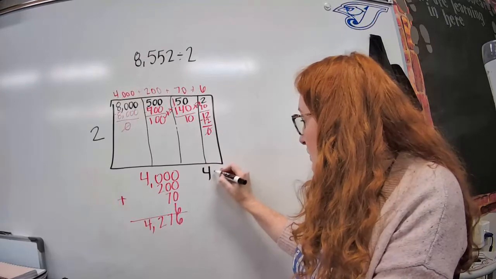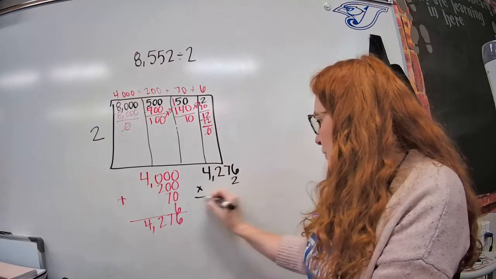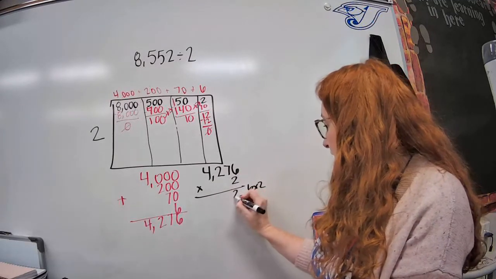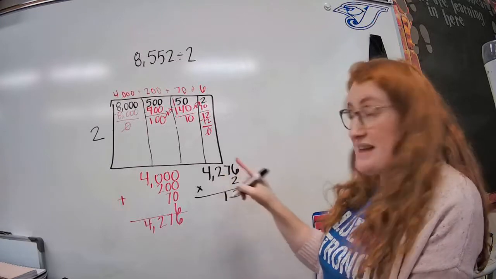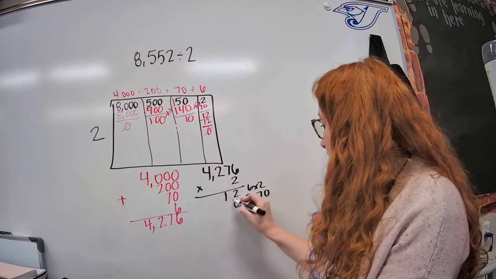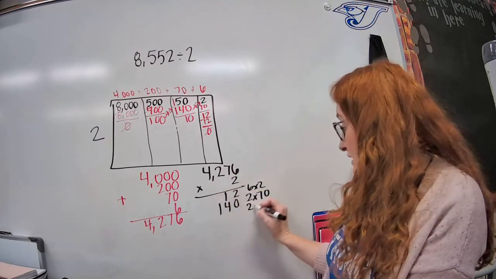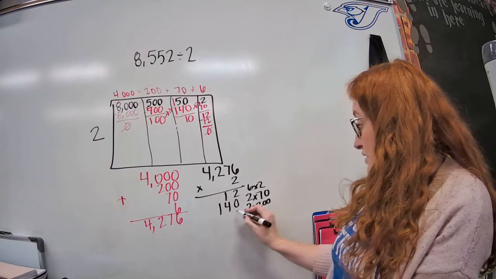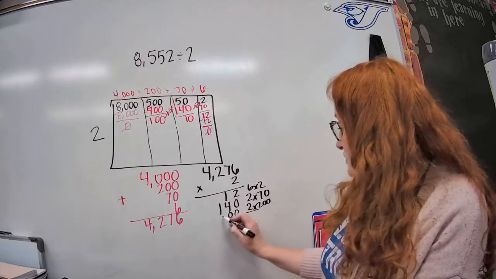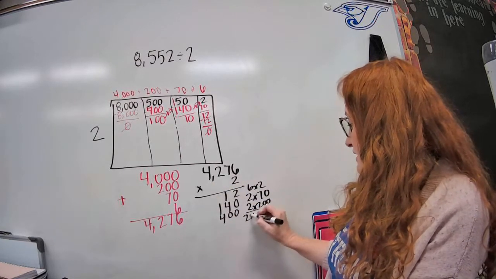So I'm going to take 4,276, and I'm going to multiply that by 2. And remember, we start in the ones place. 6 times 2, that is 12. Then 2 times 70, because the 70 is in the tens place. That is 140. Then 2 times 200. And you see my 2 zeros, I'm going to move them over, and I'm looking at 2 times 2, which is 4. So 2 times 200 is 400. And then the last is 2 times 4,000.